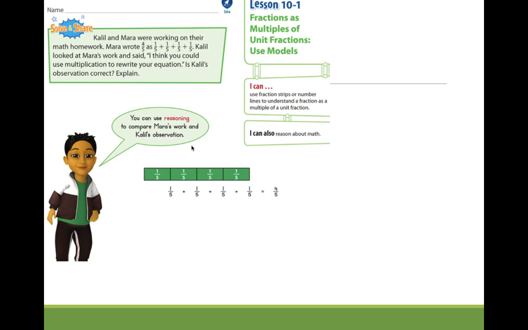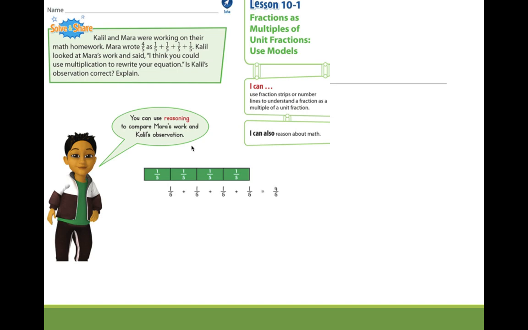It says, Khalil and Mara were working on their math homework. Mara wrote 4/5 as 1/5 plus 1/5 plus 1/5 plus 1/5. And you can see in the picture she has 4 green fraction strips, and she's adding them all together. Khalil looked at Mara's work and said, I think you could use multiplication to rewrite your equation.